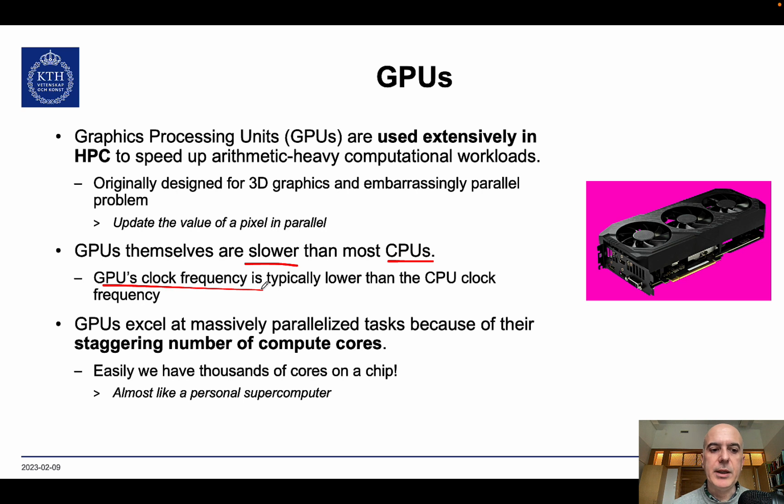Well, GPUs are typically faster than CPUs in certain kinds of problems because they provide a huge amount of parallelism. So they have a staggering number of compute cores. Easily a GPU has thousands or 10,000 cores on a chip. This is almost like having a personal supercomputer available to you. So 10,000 cores available on the GPU.